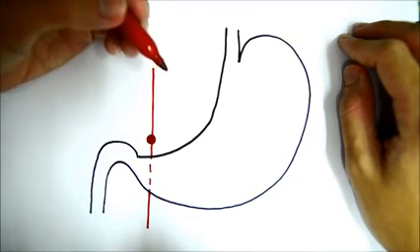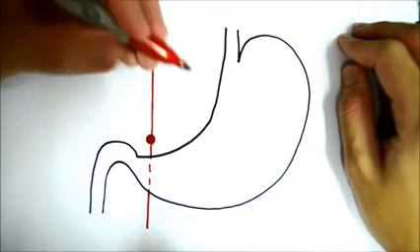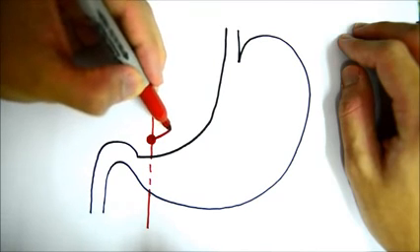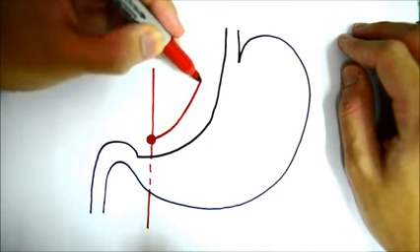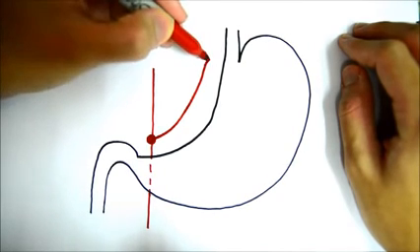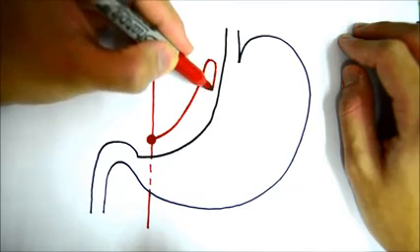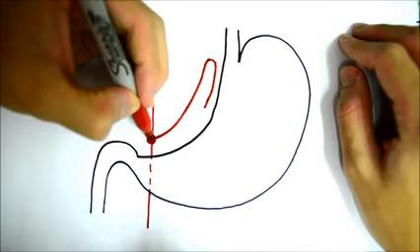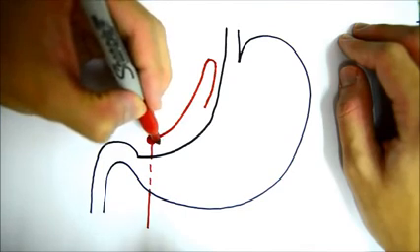Okay, the celiac artery has three branches. The first one, the smallest branch, the left gastric artery, it goes up. Then as it reaches this part here, the esophagus, it winds and stops here. Okay, the next branch, the largest branch of the celiac artery, is the splenic artery.